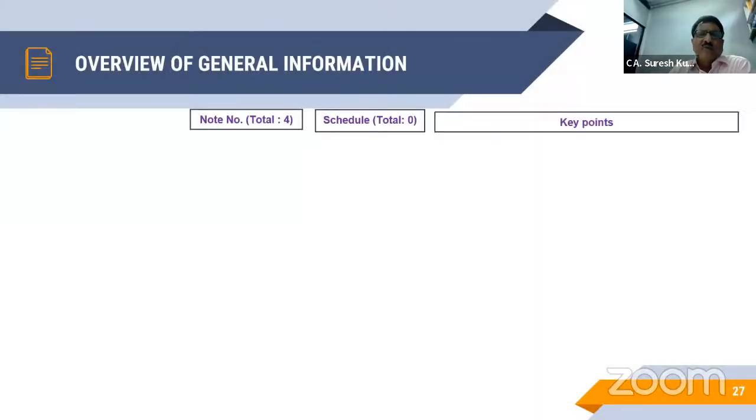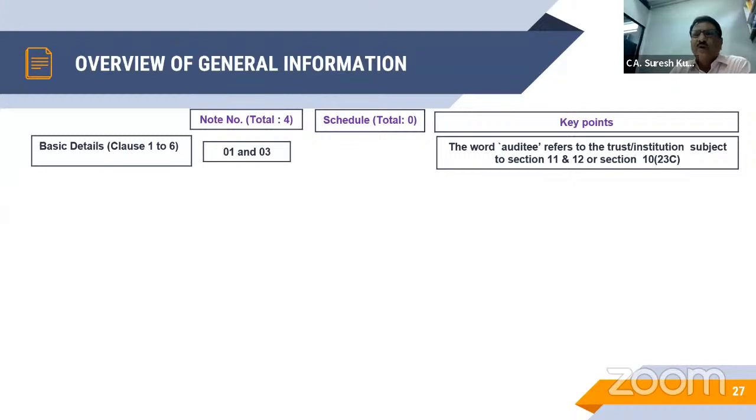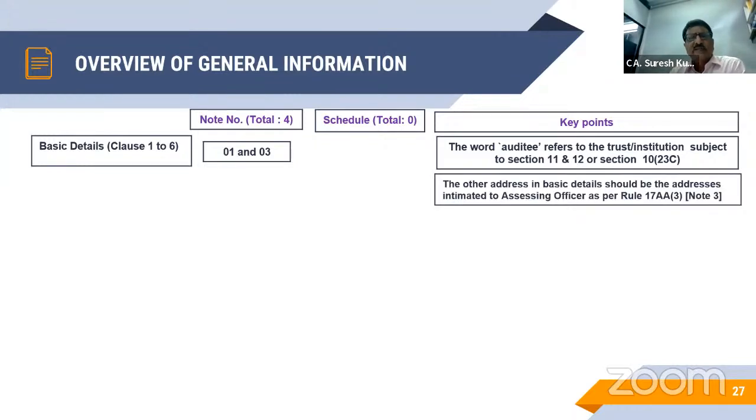Now, overview of the general information. The basic details: they are saying you have to refer note number 1 and 3, and they are saying the word auditee refers to the trust. The word auditee has been used, and they are saying auditee means the person whose accounts are going to be audited. And they are again saying we have to mention address, registered office address, and other address.